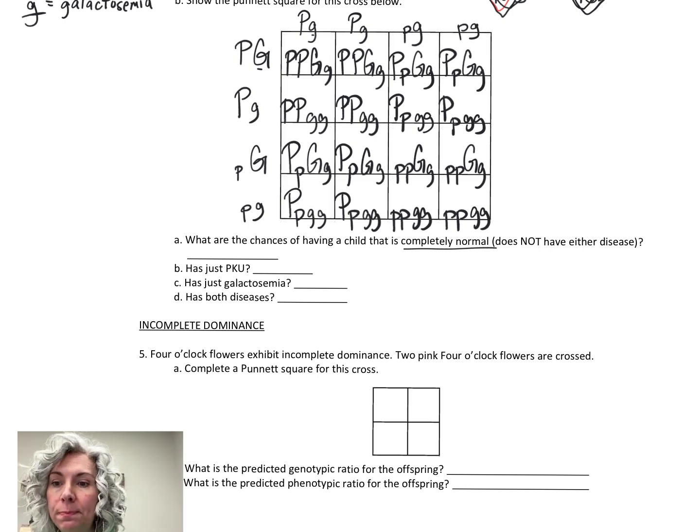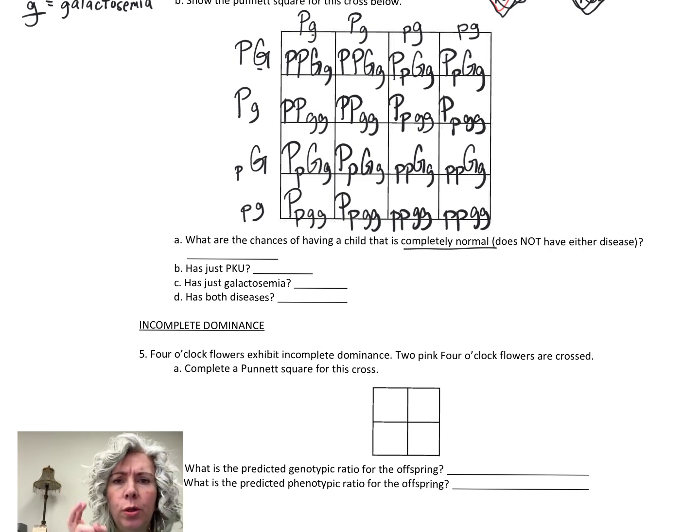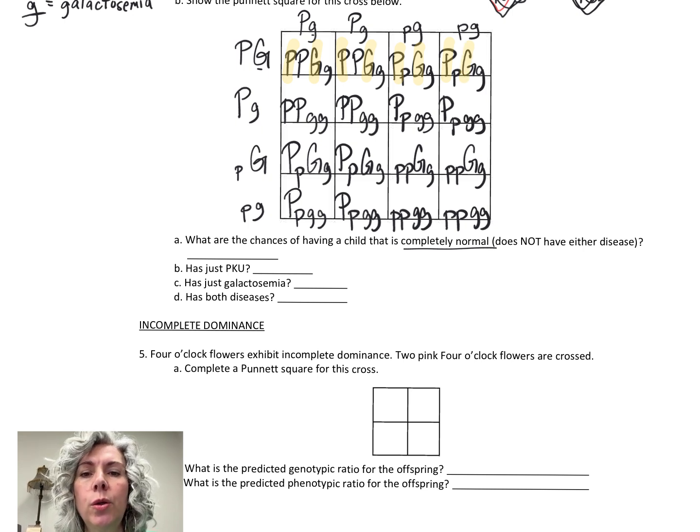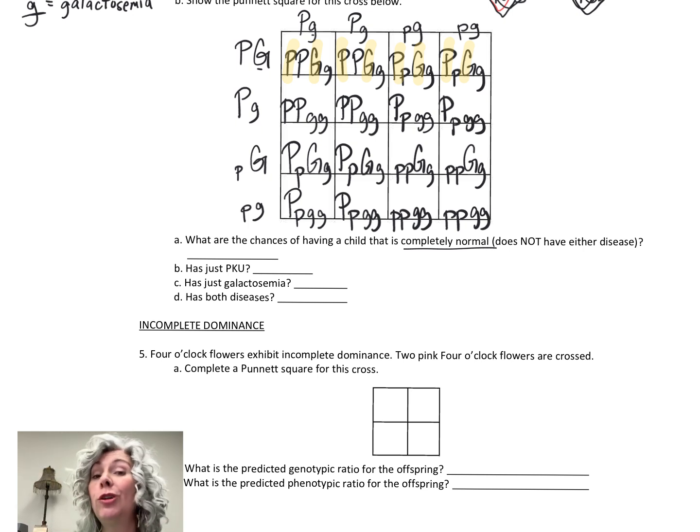So let's count them. I'm going to use a highlighter tool so that we can see this. All right, here's a capital P. It's not very thick. Let me increase my thickness. All right, here's a capital P, capital G. That's normal. Here's normal, here's normal, here's normal. No, that's not normal. Undo. I jumped ahead. Why is that not normal? Because I've got two lowercase g's. They're going to have galactosemia.